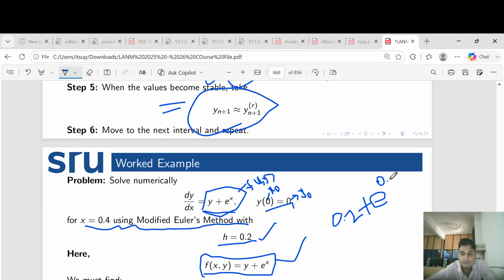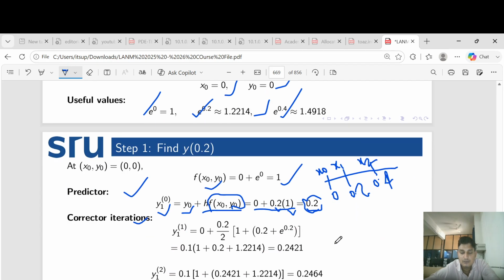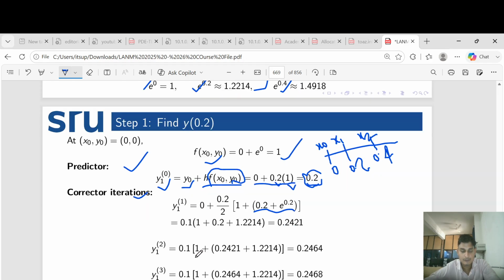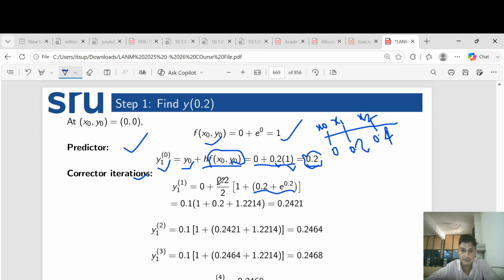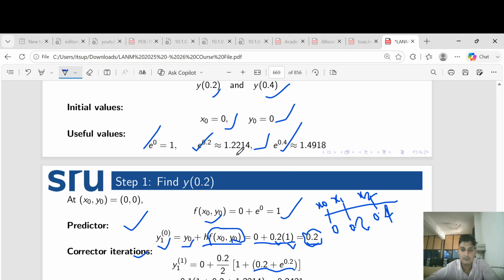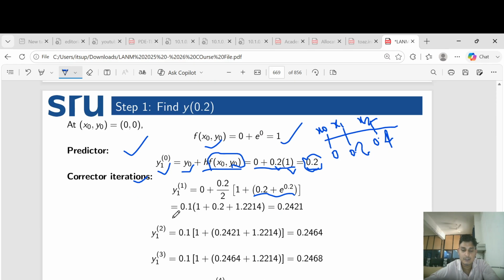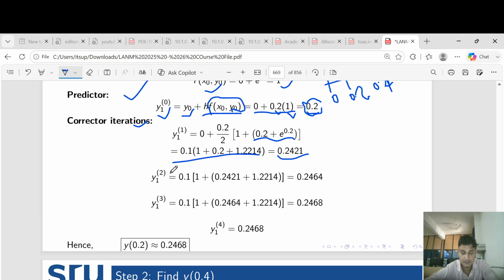This value is 0.2 plus e to the power 0.2. So if you solve this, 0.2 by 2 is 0.1, 1 plus 0.2 e to the power 0.2 value is 1.2214. So you put all these values and then you evaluate 0.24. Then y1 at 2.